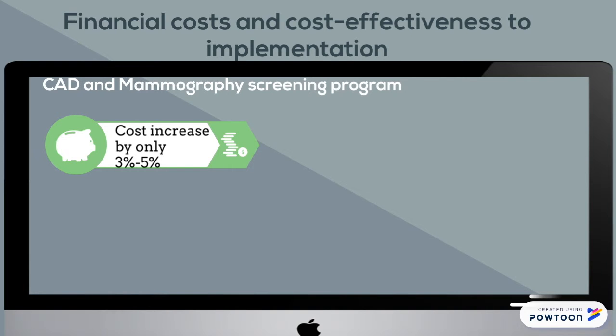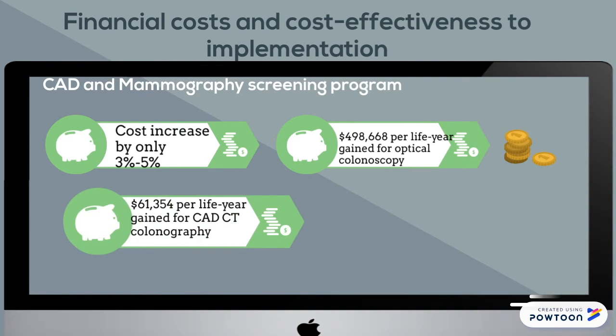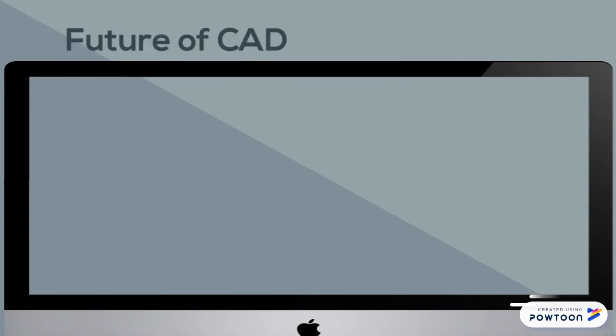For optical colonoscopy examinations, the cost-effectiveness is $498,668 per life gained. For CT with CAD, the numbers are greatly smaller, $61,358 per life gained. Therefore, the addition of CAD to CT colonography screening improves the CRC prevention rate, resulting in advantageous cost-effectiveness for screening. Will the technology easily fit within an already existing imaging infrastructure?